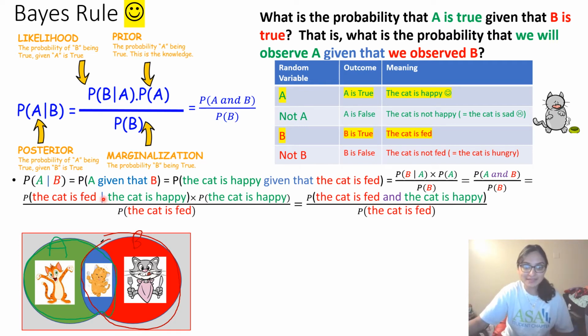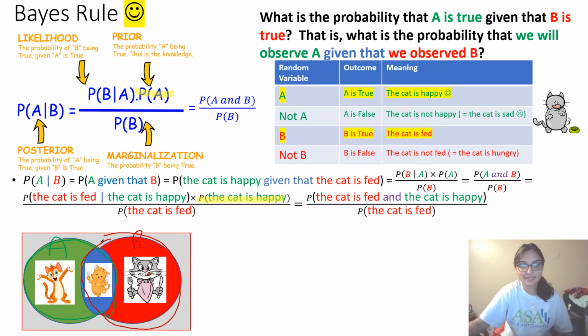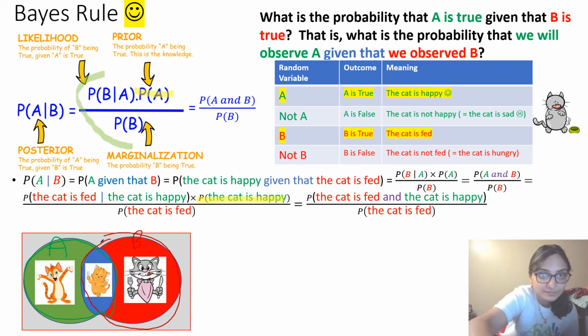But the probability the cat's fed, given that the cat is happy, multiplied by the probability the cat is happy. And this is the prior here. This is the prior. So I would start off knowing what the probability is that the cat is happy. And then the marginalization is the probability that the cat is fed. And that's also the same. So I can use this part here, which corresponds to this part here.